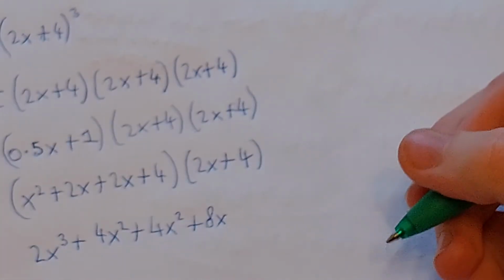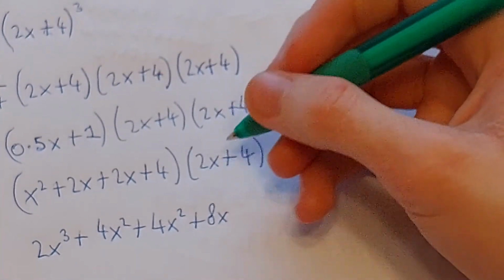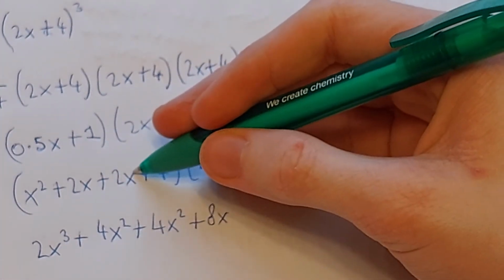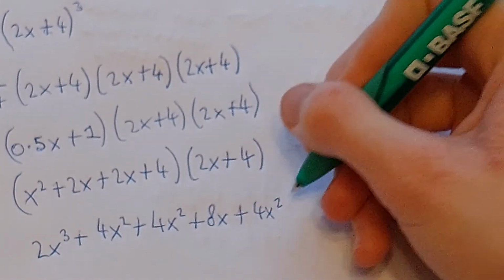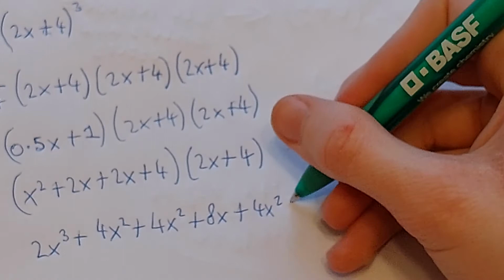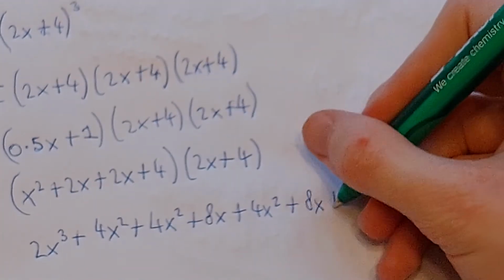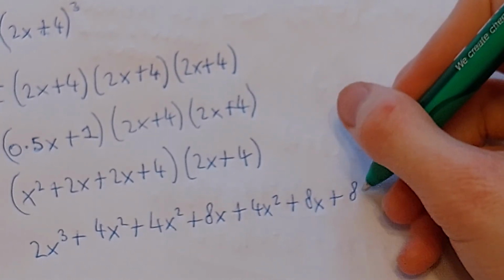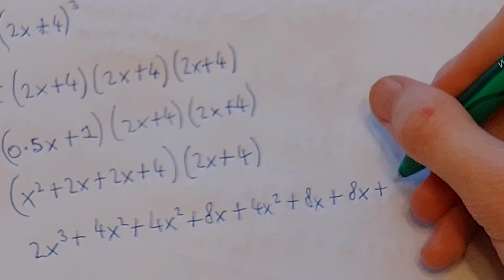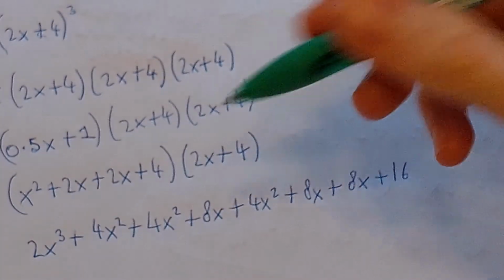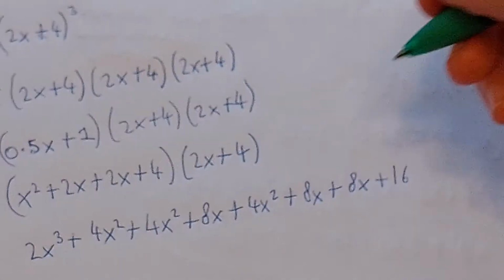So hopefully you'll be getting the hang of how you do triple brackets now. And then 2x again times 2x would be 4x squared again. And then 2x times 4 is 8x. And then 4 times 2x is another 8x. And finally 4 times 4 is 16. So as you can see, we've got 8 again. And now we collect like terms.